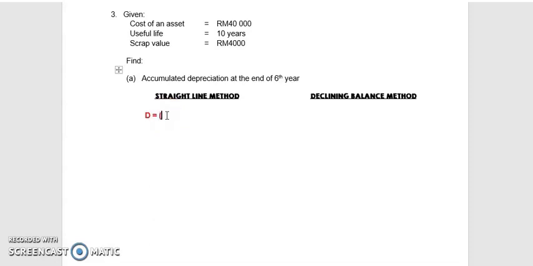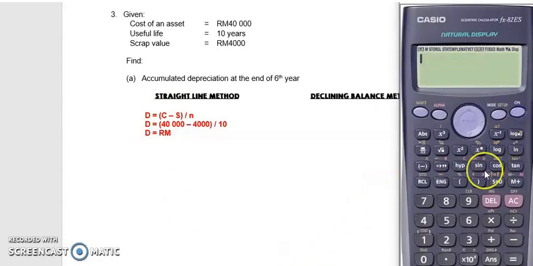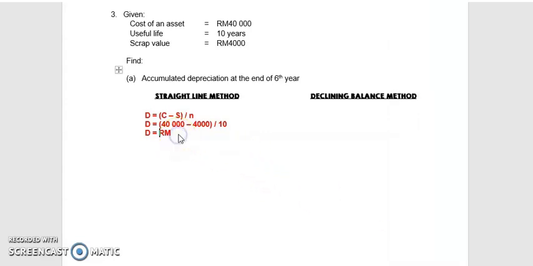So D equals (C minus S) divided by N. D equals cost 40,000 minus scrap value 4,000, divided by 10. So 40,000 minus 4,000 is 36,000. 36,000 divided by 10 is 3,600. So every year it depreciates by 3,600.